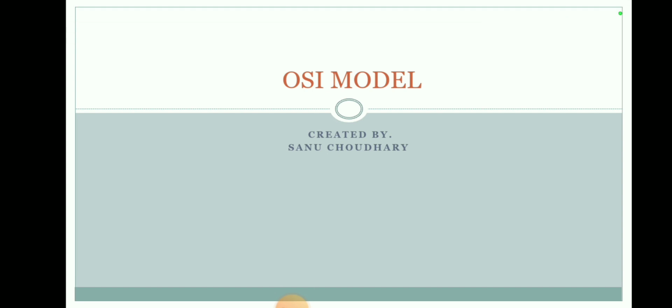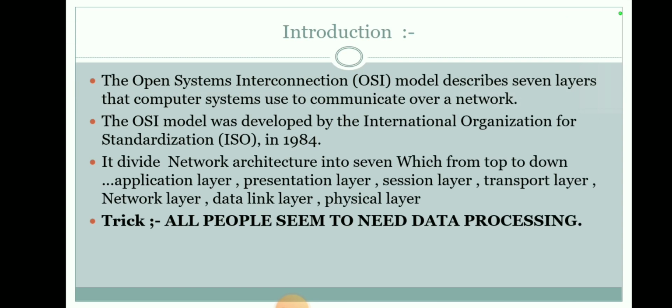So firstly, the OSI model. OSI stands for the Open System Interconnection Model, and it was developed in 1984 by the ISO, International Organization for Standardization, and it has 7 layers. First is the application layer, second presentation layer, third session layer, fourth is the transport layer, fifth is the network layer, sixth is data link, and seventh is the physical layer.